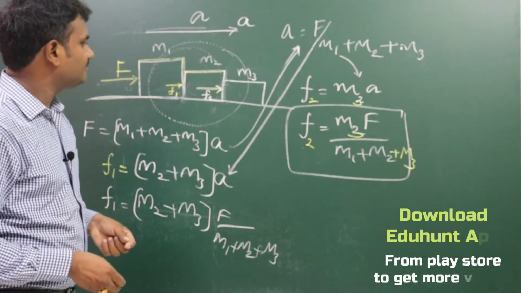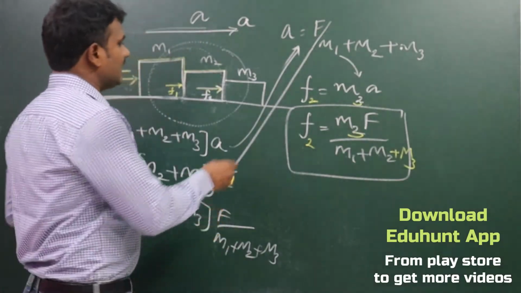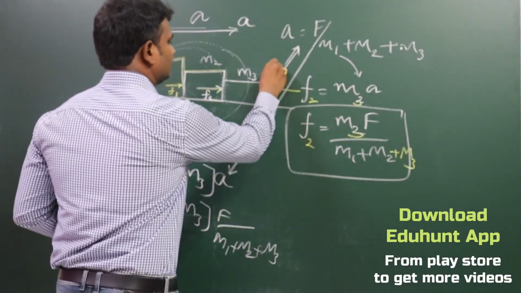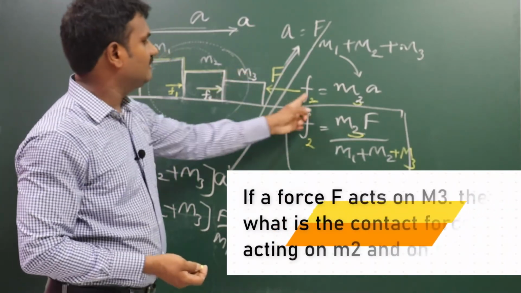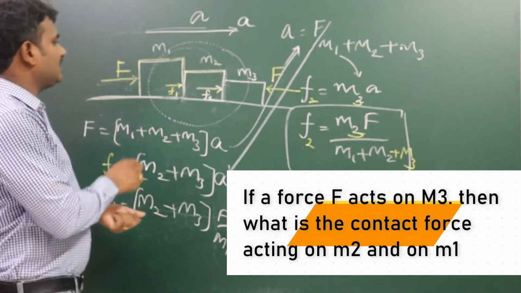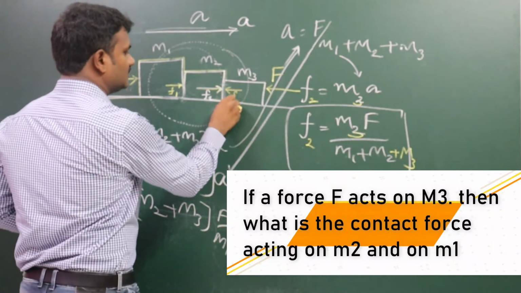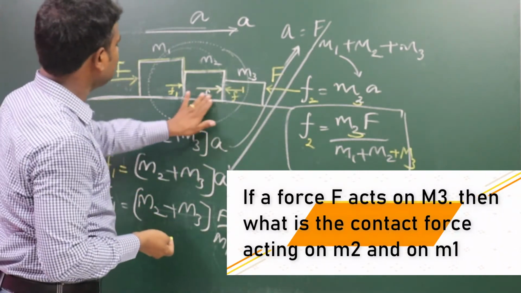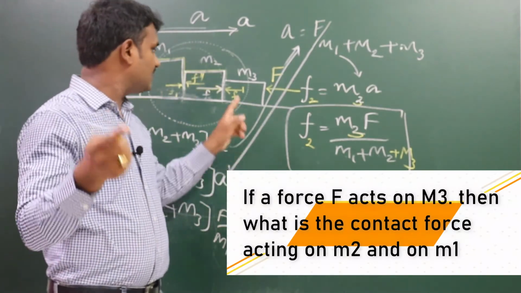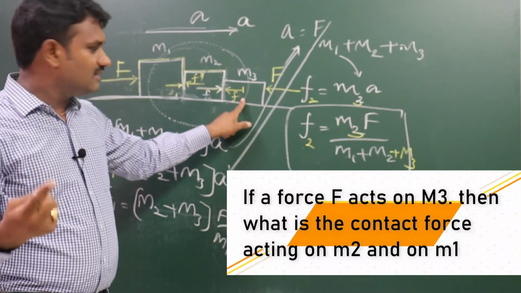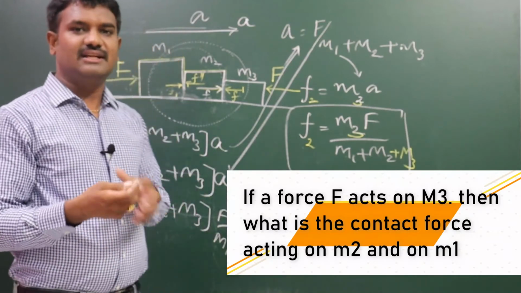Now what is my question? A force capital F is acting on m3 towards left. Now what is the force acting on m2? Say that is F dash. And also what is the force acting on m1? Say that is F double dash. So I am expecting an answer from you. Send me the answer for F dash and F double dash. Same force F, and check the differences.